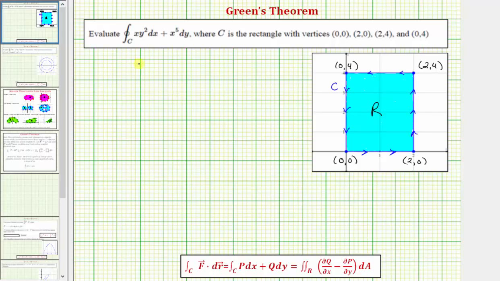Welcome to an example on how to use Green's theorem to evaluate a given line integral. Here we want to evaluate the line integral along the curve C, where the curve C is a rectangle with vertices (0, 0), (2, 0), (2, 4), and (0, 4). Let's begin by reviewing Green's theorem.